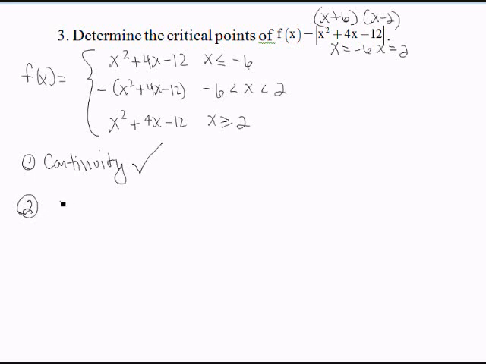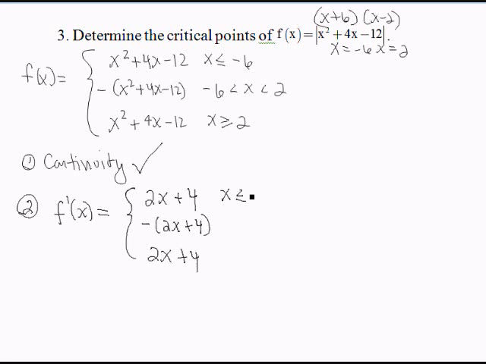So the second thing we need to do is consider f prime of x and see if there's any times the derivative is equal to 0, and whether there's any times in which the left-hand and right-hand derivatives are not the same at these two points, negative 6 and 2. So the top and the bottom one are going to have the same derivative, 2x plus 4. And then this middle one is just going to be the negative of 2x plus 4. That's for x less than negative 6, negative 6 less than x less than 2, and x greater than or equal to 2.